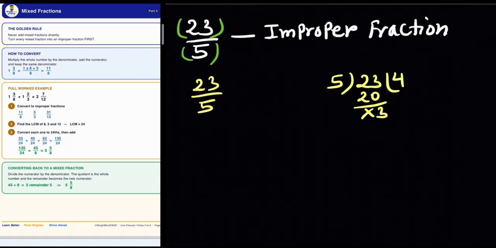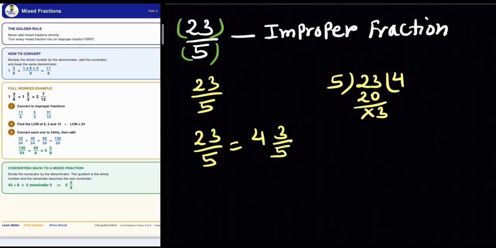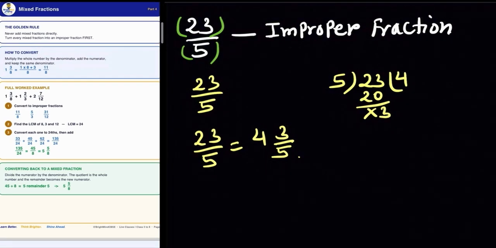So we can write here 23 by 5 equal to, the quotient is written here, and the remainder is 3 by 5. So it means 23 by 5 is equal to 4 whole number and 3 by 5. Okay, I hope you understood how to convert mixed to improper fraction and improper to mixed fraction.